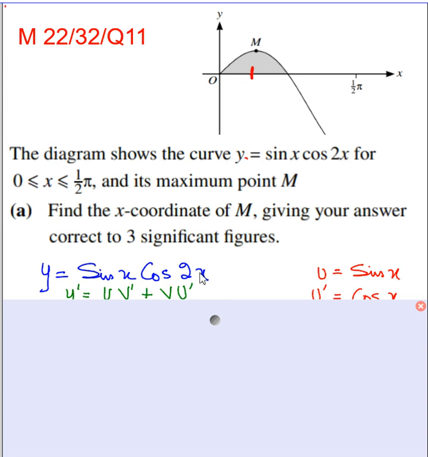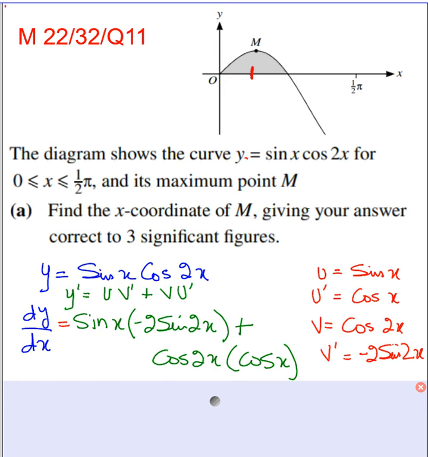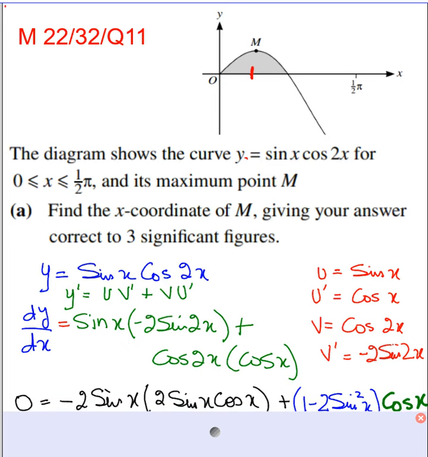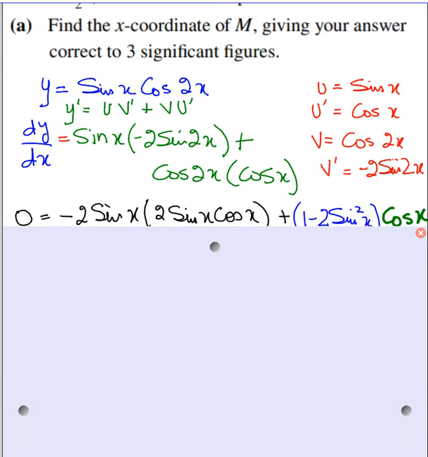Now, sin x times cos 2x reminds us of the product formula. And the product formula we know is u v prime plus v u prime. So I'm taking sin x as u and cos 2x as v, which I have taken here. So the derivative of cos 2x is minus 2 sin 2x. So I will just substitute these values in the formula here. You can see v prime, you can see u prime here. Now after that, I am simplifying it with the help of the double angle formula and equating it to 0. The reason is dy over dx is the rate of change, and at the maximum point the rate of change is 0.